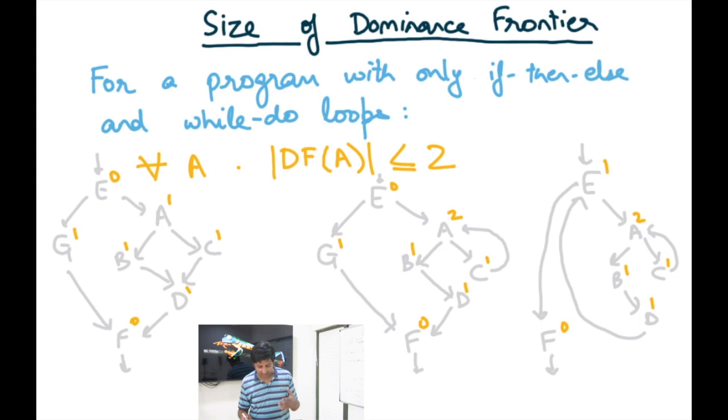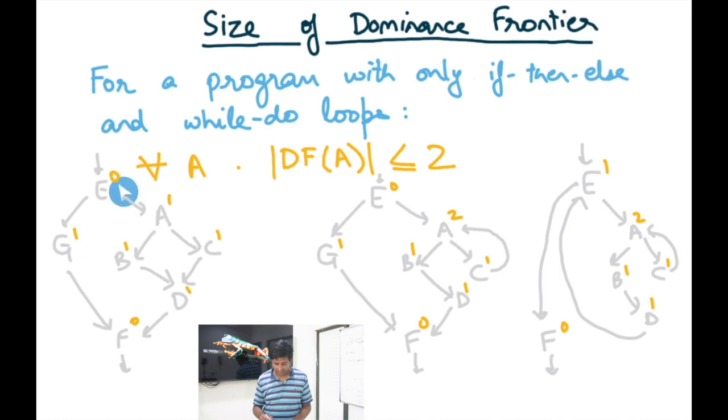And for that, there's this nice theorem that if a program contains only if then else and while do loops, which means while something and then body, then the size of the dominance frontier of any node is always less than or equal to 2. This can be seen using examples. For example, here E represents a while or an if condition, A represents, let's say, an if condition, and then there's this meet point and so on.